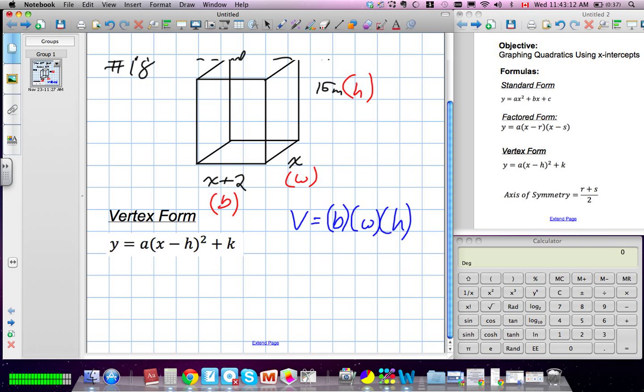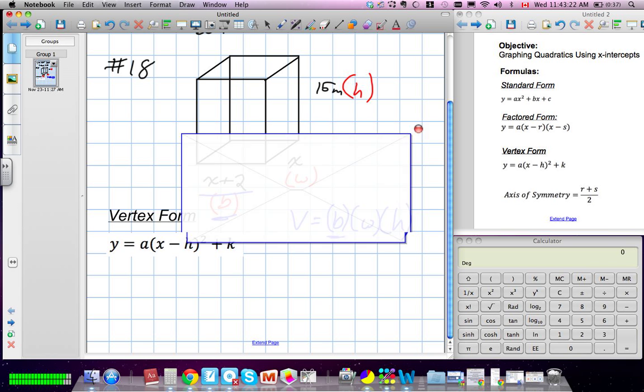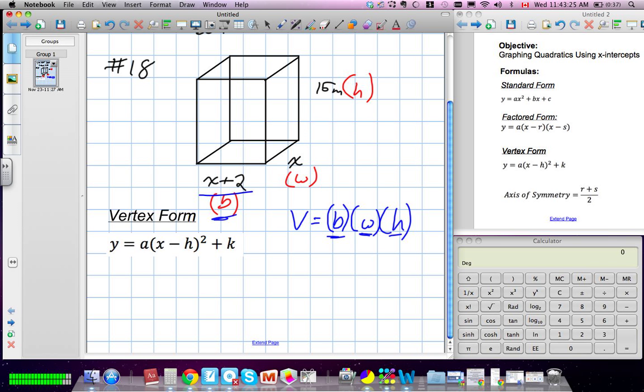So we're going to replace our b with x plus 2, our width with just x, and our height with the number 15. We're then going to expand and simplify the equation from there. So volume is equal to the base, which is x plus 2, times the width, which is x, times the height, which is 15. Because it's multiplication, it technically doesn't matter what order you do this in, as long as you do it right. I'm going to combine my two last terms to start. It'll make it a little easier for me in the long run.